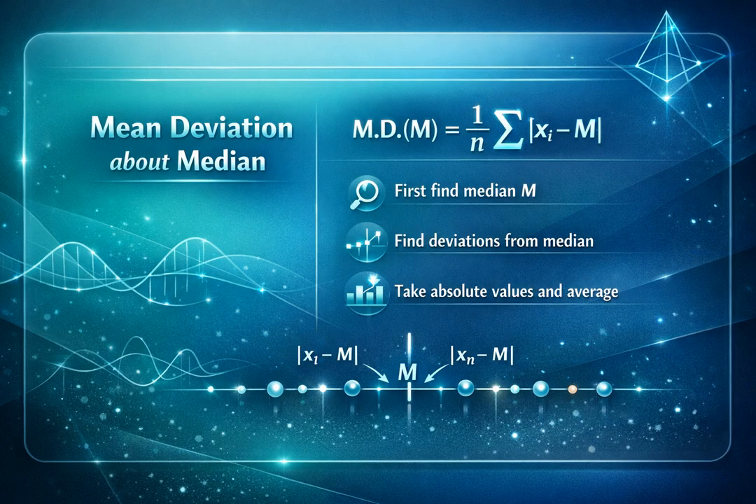Mean deviation about the median uses the same process, but centers on the median m. MD of m equals 1 over n times the sum of the absolute values of xi minus m. First, find the median by arranging data in order. Calculate deviations from the median. Take absolute values and average them.